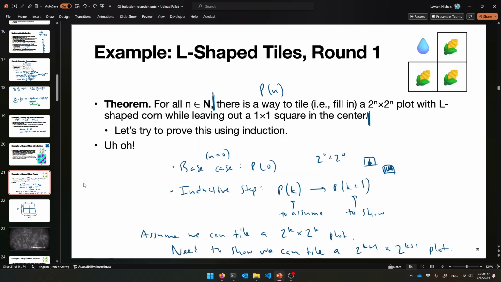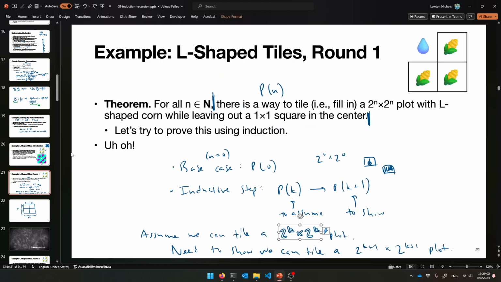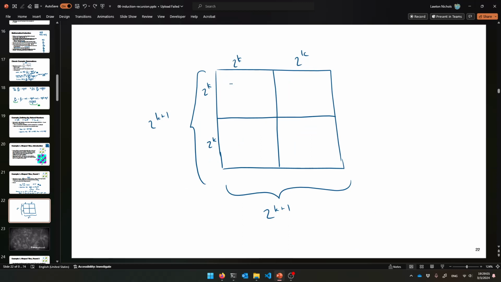We get to assume that we can tile every 2^k by 2^k plot, leaving a 1 by 1 square out in the center, right? So this means we can use our inductive hypothesis on each of these smaller squares, right? Because they're all 2^k by 2^k. We say we can do this for 2^k by 2^k. So that means we can tile this guy in some weird way, while leaving out a square in the center for a sprinkler.